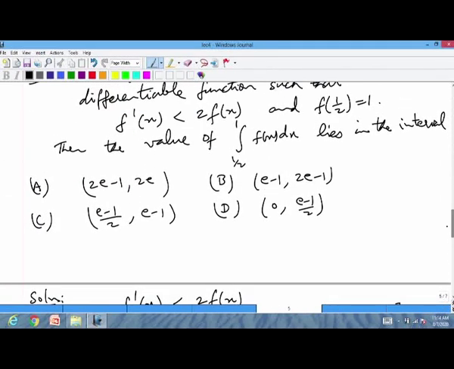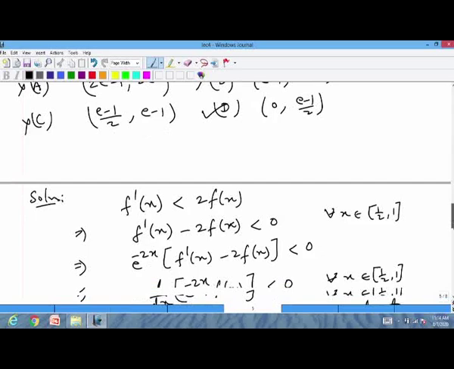So, this option D is correct, and all the other options you can see are wrong, because this integral is less than (e minus 1)/2. So, option C is wrong. Similarly, option B is wrong and option A is wrong.